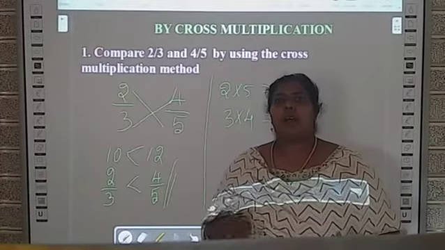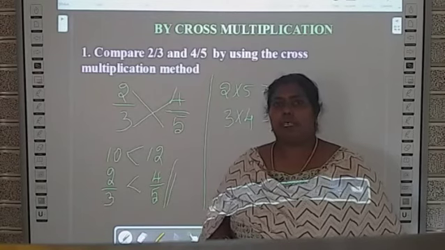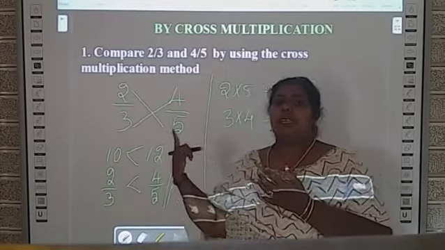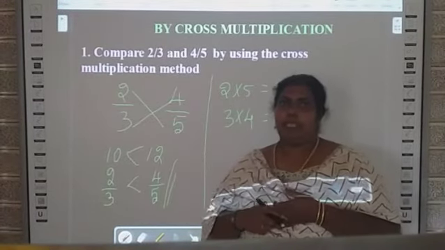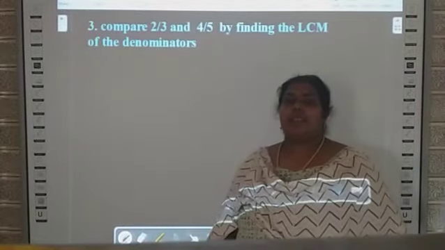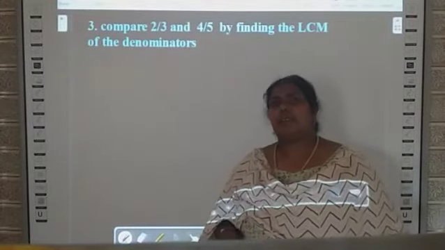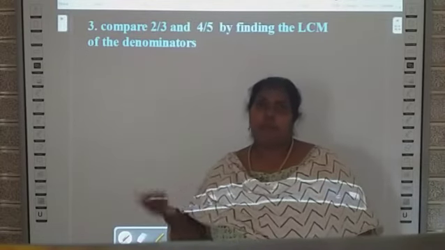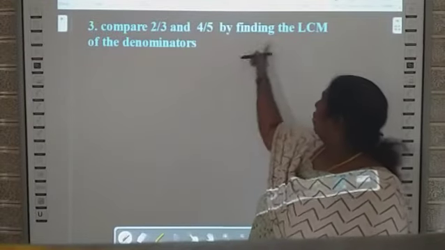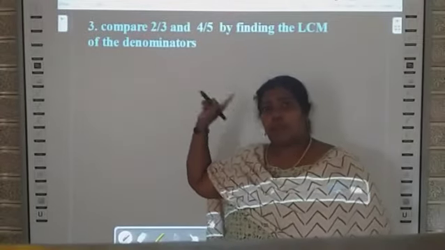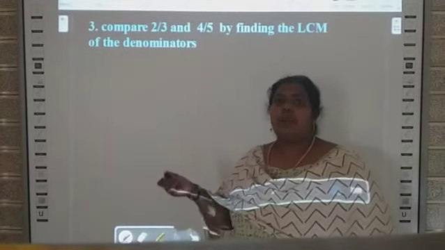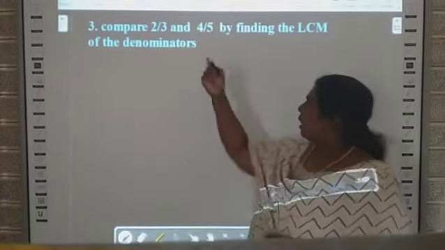So now you know how to compare by the cross multiplication method, right? So the first method is finding an equivalent fraction. The second method is the cross multiplication method. Next is the third method. The third one is LCM, finding the LCM. LCM means lowest common multiple. Using that, we find the lowest common multiple of the denominators.